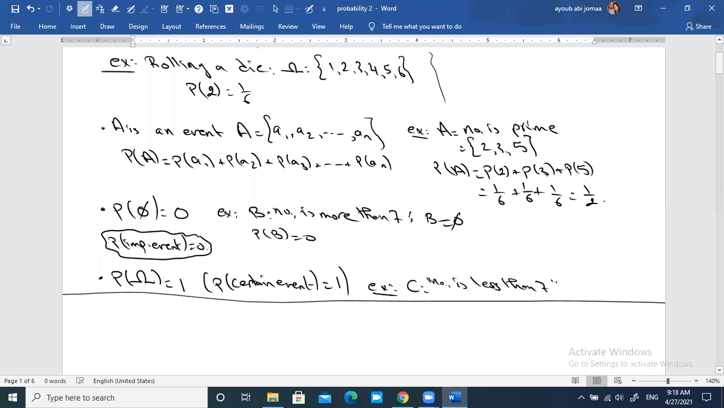Okay, write: the probability of the certain event is equal to 1. The probability of the certain event is 1.